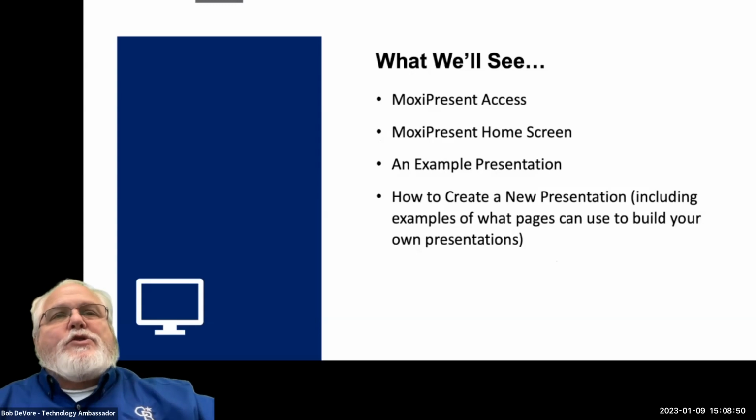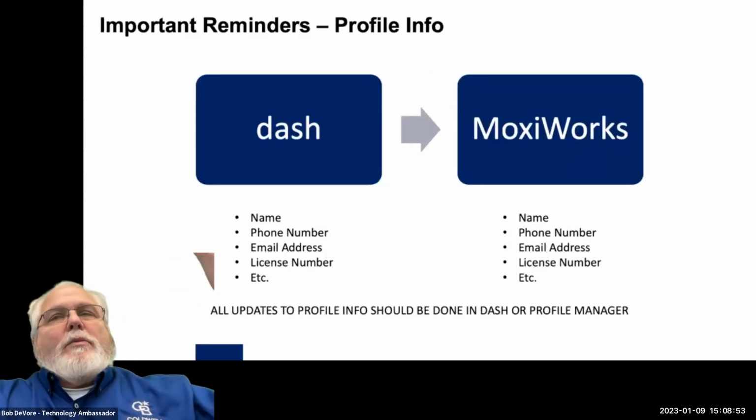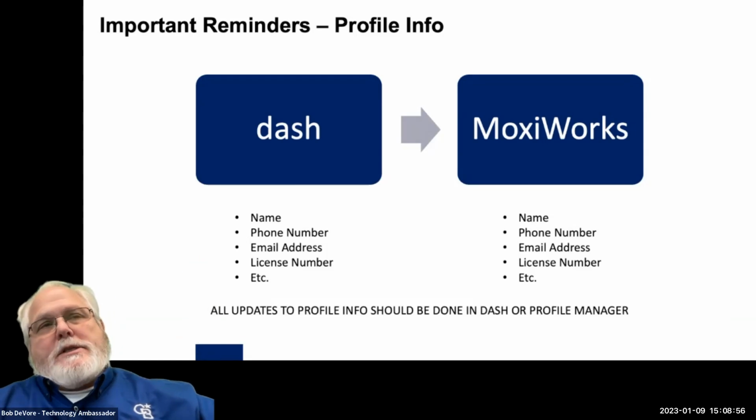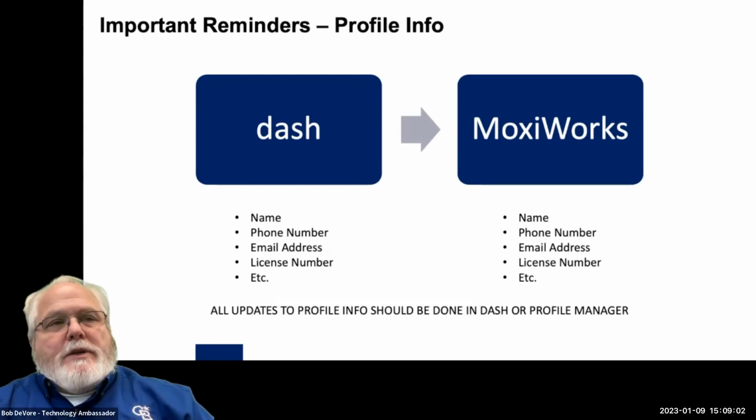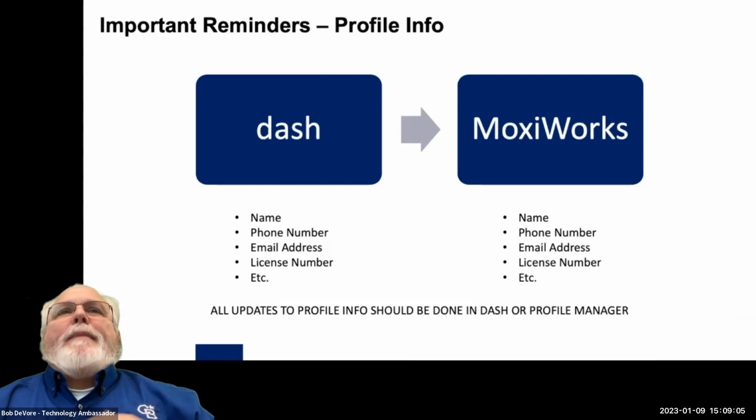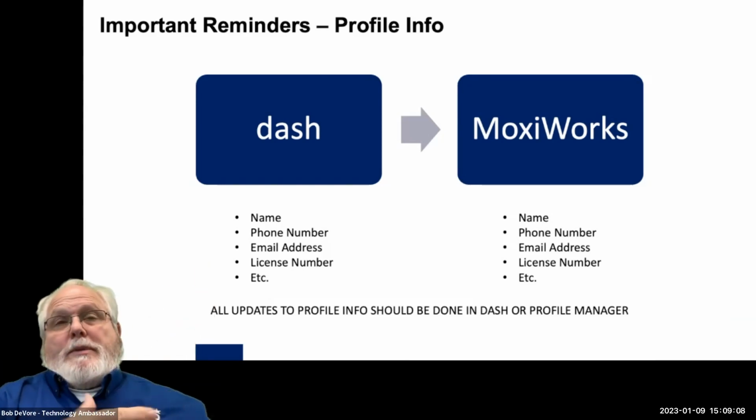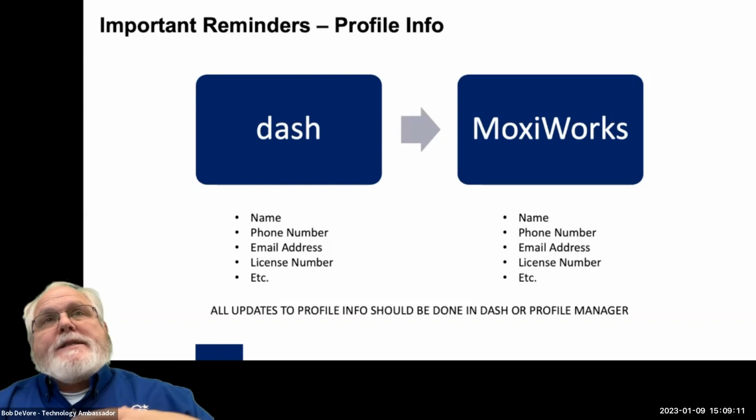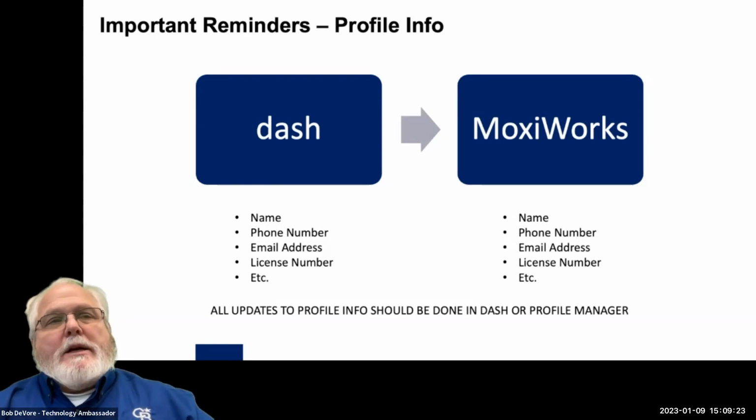MoxiPresent access. Well, that's the first thing. Before I get there, let me make sure I say this: Dash talks to MoxiWorks. It is imperative that, my name is Robert, but I prefer to go by Bob. If it says Robert in Dash, it's going to say Robert on MoxiWorks. But if Dash says Bob, then I get to be Bob. Phone number needs to be correct. Your email address needs to be correct. Your website address needs to be correct. License number is not required in the state of Michigan.